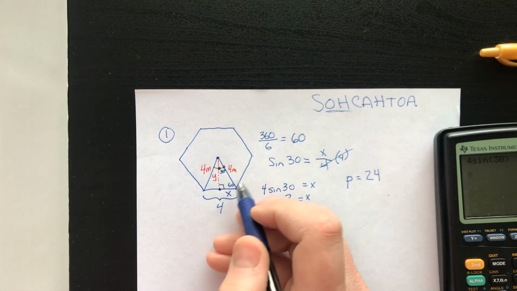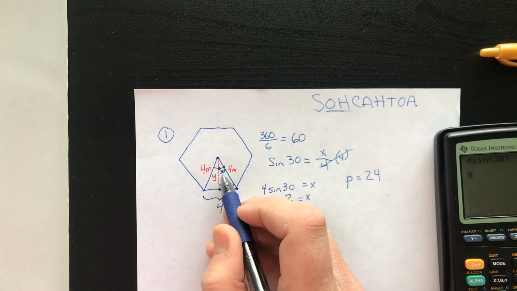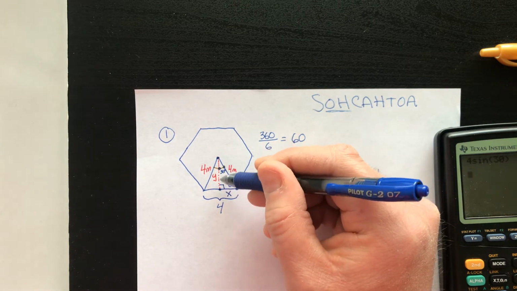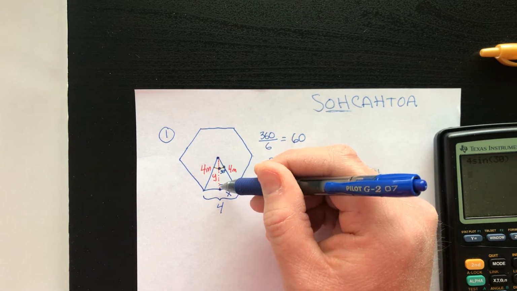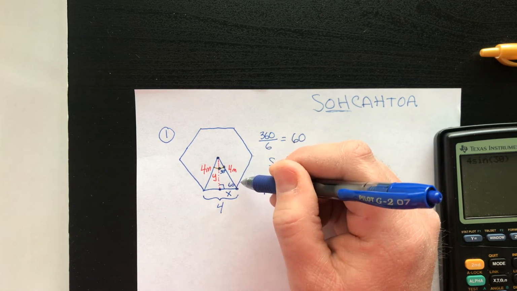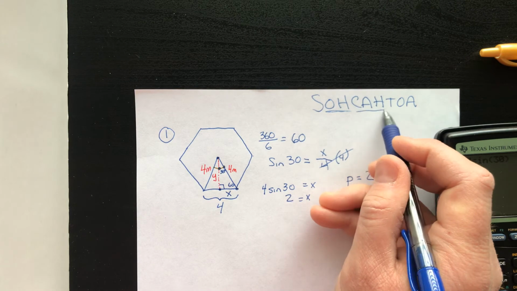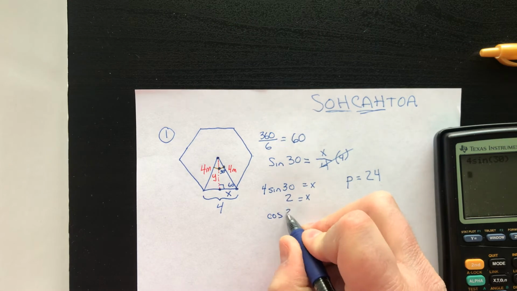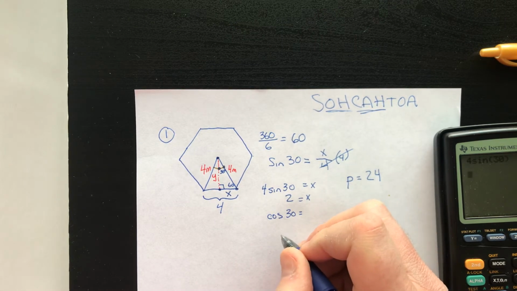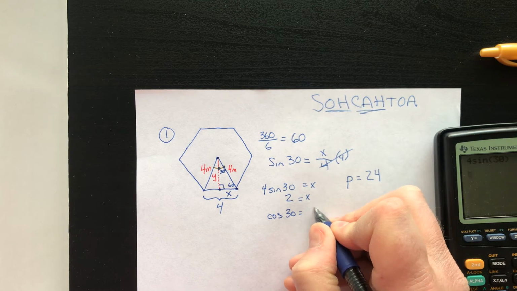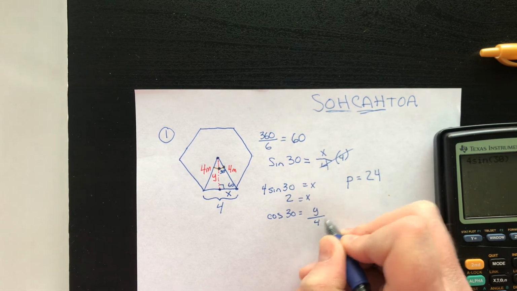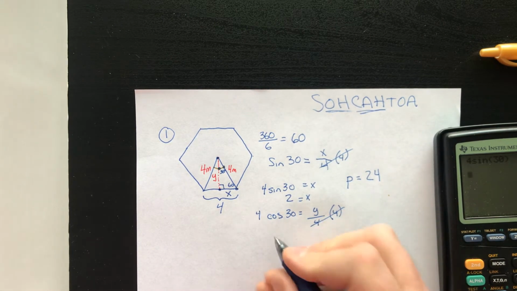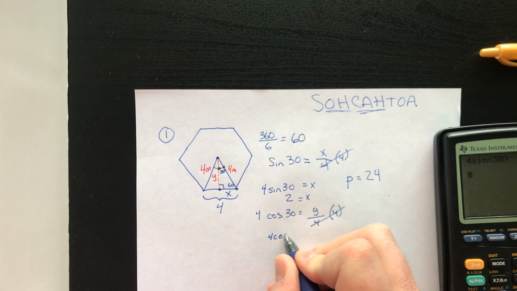Once again, I'm just going to put my praying mantis at the 30 degrees again. This time, this length, this side, the y, is my adjacent, and the hypotenuse is the 4. So adjacent and hypotenuse is cosine. So the cosine of 30 degrees, because that's where my praying mantis is, is equal to y over 4. Once again, I multiply 4 on both sides. So I have 4 cosine of 30.